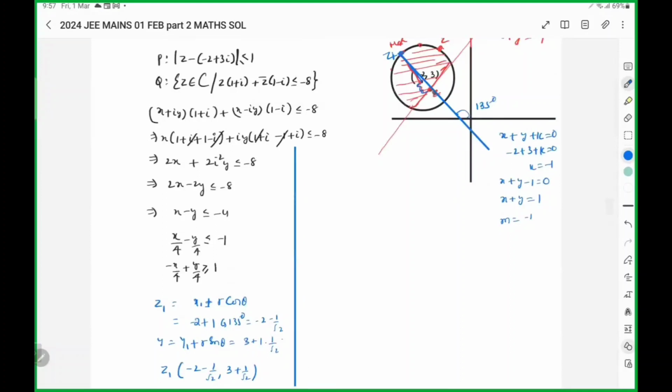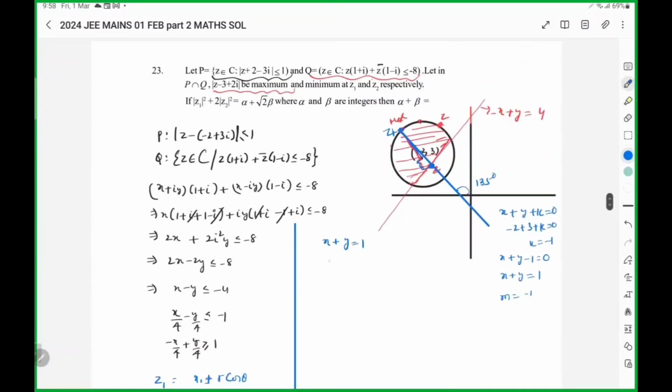Regarding minimum distance, this point we have to find out. Solving x plus y equal to 1 and minus x plus y is 4, 2y is 5, x will be 1 minus 5 by 2. Z2 coordinates are like this.